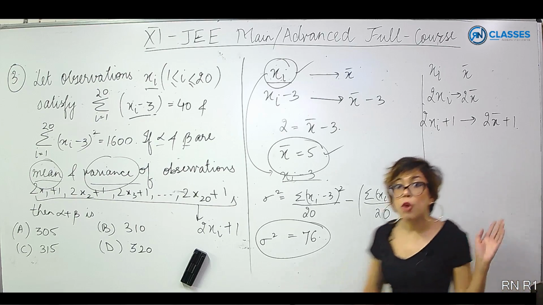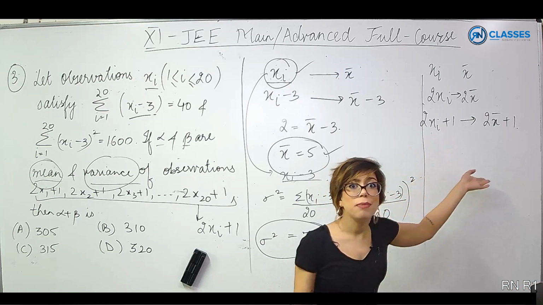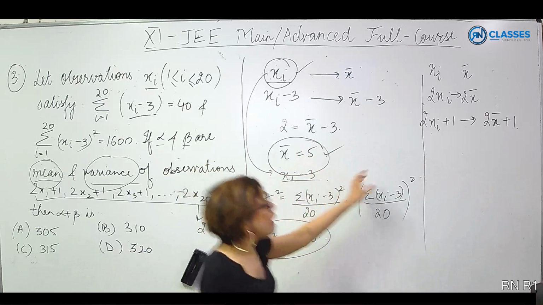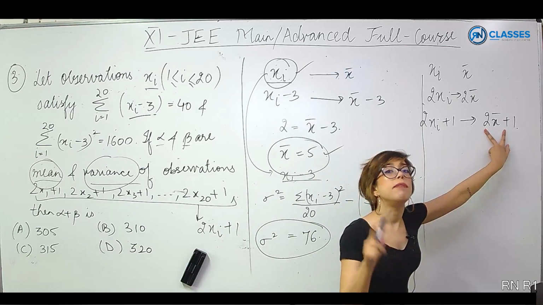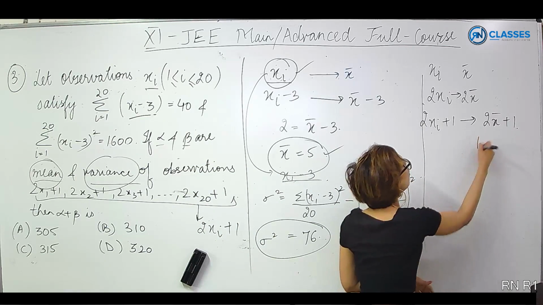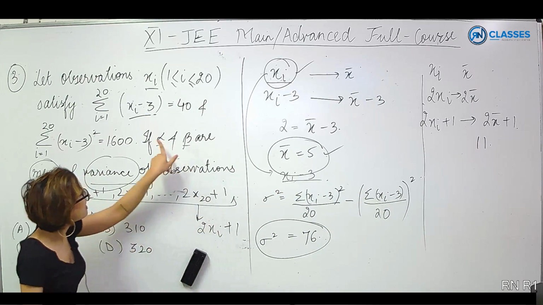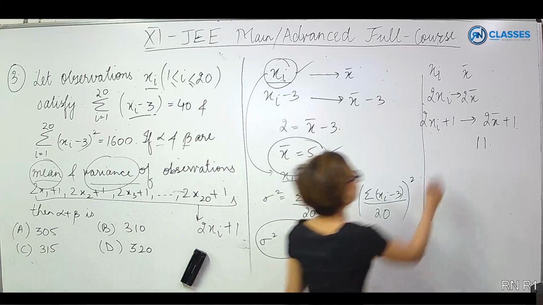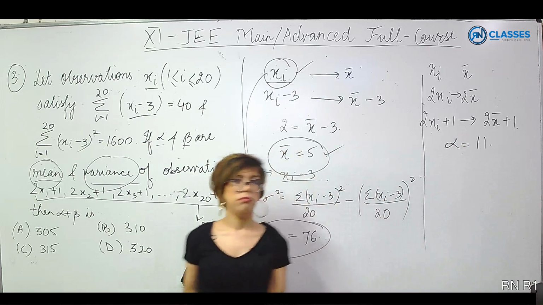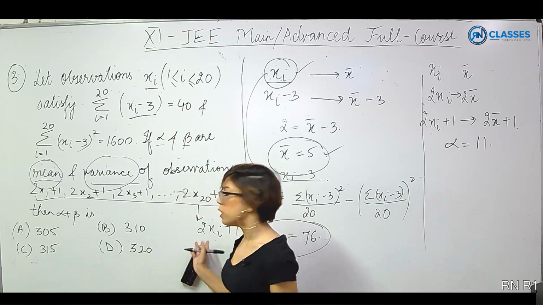Right? This is the mean that I am talking about. Now, I already know x bar, which is what? 5. So, that means 2 into 5 plus 1, which is 11, turns out to be the mean for 2xi plus 1. So, that means this is nothing but alpha. Let me talk about beta, which is the variance for this one.